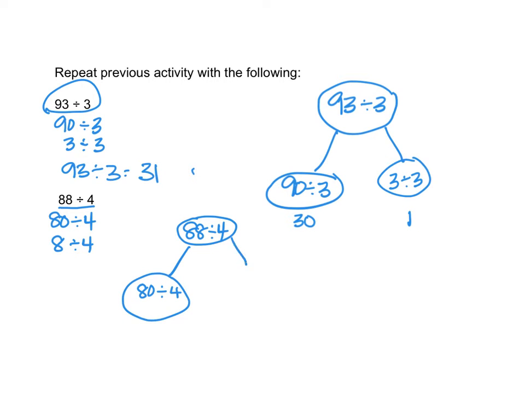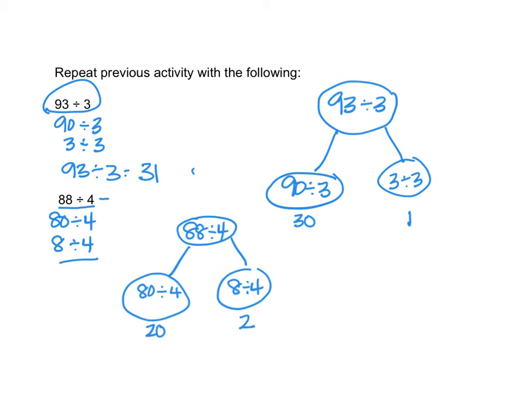And then we're going to divide it into 8 divided by 4. All right, so 80 divided by 4, 8 tenths, as we said, divided by 4 equals 2 tenths, or 20. 8 ones divided by 4 will leave us with 2 ones.